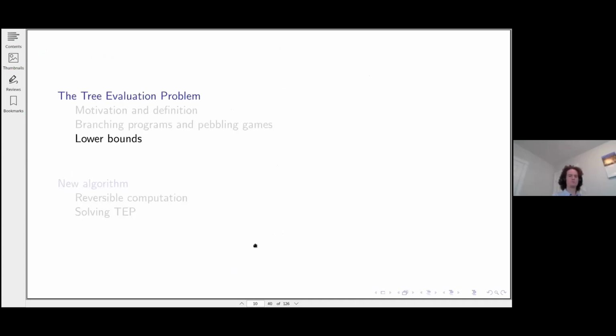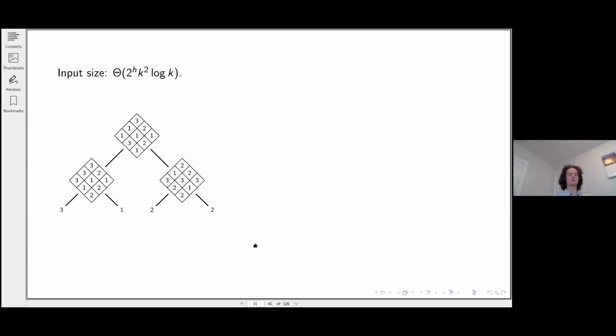Okay, so I promised you I would talk about lower bounds a little bit. In order to talk about lower bounds, I first want to talk about what it would mean for tree evaluation to be in log space. To talk about what that means, we need to take the log of the input size. The input size, as we saw before, is 2 to the h times k squared log k. That means that a log space Turing machine is allowed to use on the order of h plus log k memory.